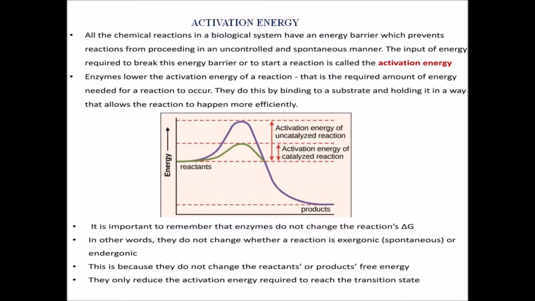So the next is the activation energy. We already discussed this in the previous section on the classification of enzymes. All the chemical reactions in a biological system have an energy barrier which prevents reactions from proceeding in an uncontrolled and spontaneous manner. The input of energy required to break this energy barrier or to start a reaction is called the activation energy. Enzymes lower the activation energy of a reaction, that is, the amount of energy needed for a reaction to occur. They do this by binding to the substrate and holding it in a way that allows the reaction to happen more efficiently.